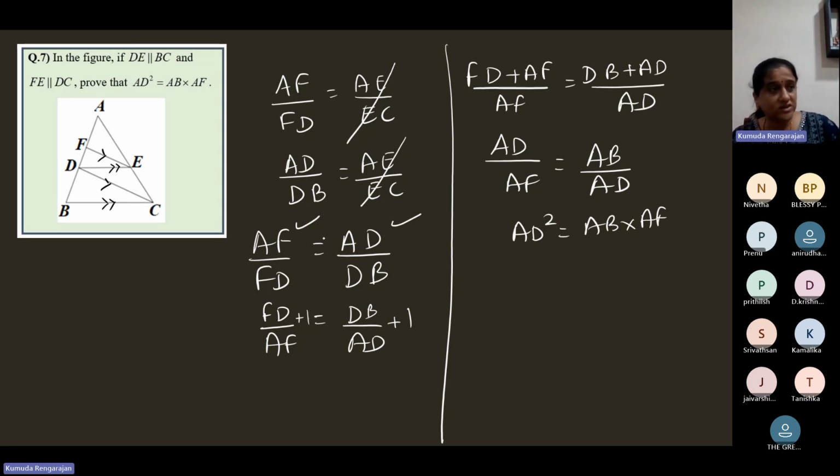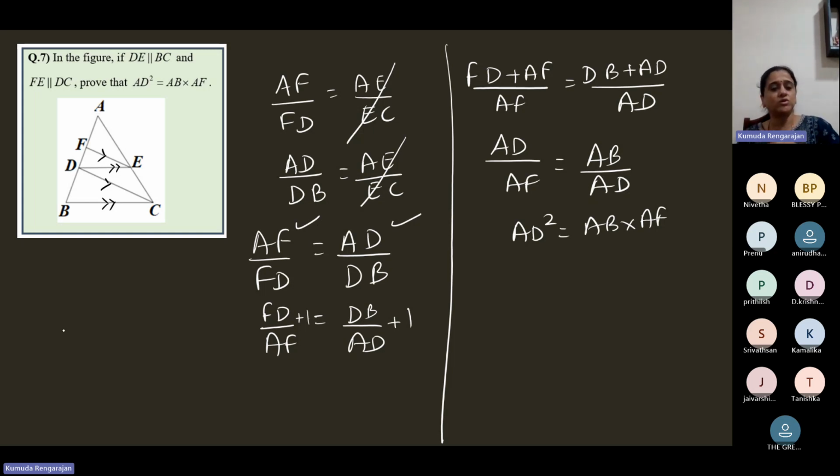Sometimes you will get it at this stage itself, like a proportion: compare the new proportion, cross multiply, and you will get it. You can get it like that also. If you don't get it, this is what you should do. Sometimes, using BPT you will write a proportion, and using BPT another proportion. Compare these two proportions to get a new proportion. Cross multiply, you will get the result.